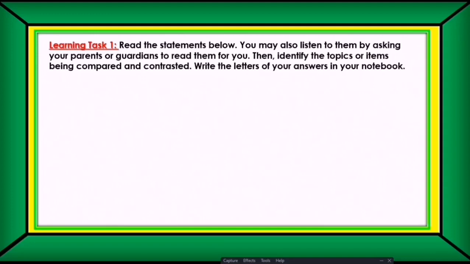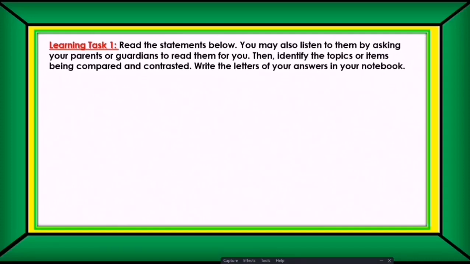And what will you do with that? Of course, you have to write the letters of your answers in your notebook. Isusulat nyo lang ang titik ng tamang sagot. I-identify nyo ang topics kung ano ang being compared and contrasted. Tapos, pipili kayo ng titik. Ang being compared and contrasted, ibig sabihin, ano yung dalawang lugar na hinihambing o inihantulad, tapos pinagkukumpara. Kaya nga, dini-differ yung kanilang pagkakatulad at ang kanilang pagkakaiba. You compare them and then you contrast it. You got it?